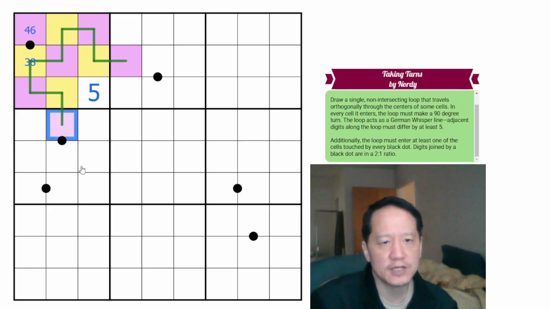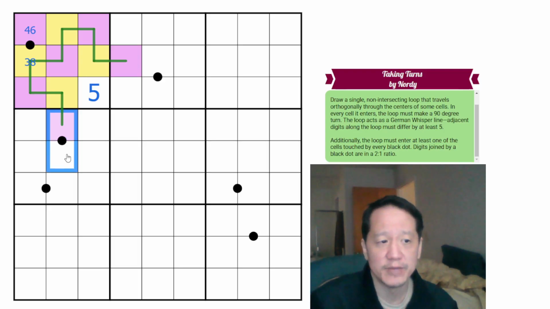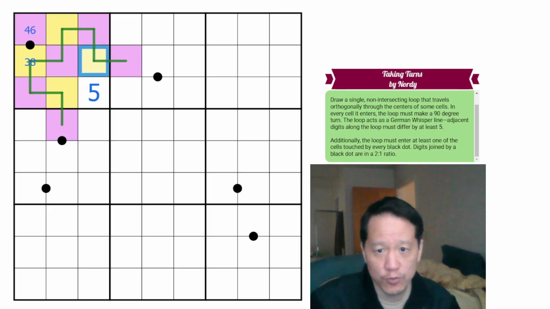Well, this can never be 9 because it's next to a black Kropke dot, and 9 is never double any other number. And if you double 9, that makes 18, which is not a digit. Therefore, this can't be 9, so this can never be 4. 4 could be here.